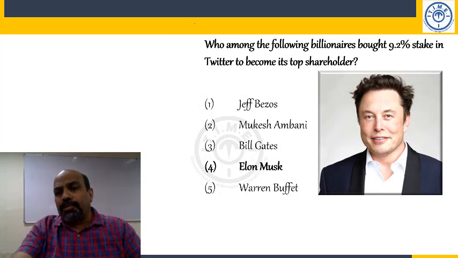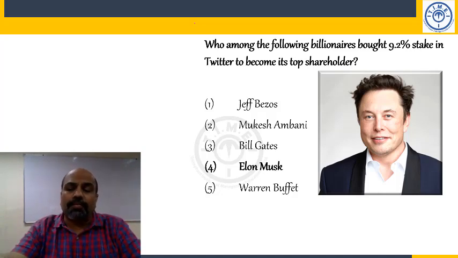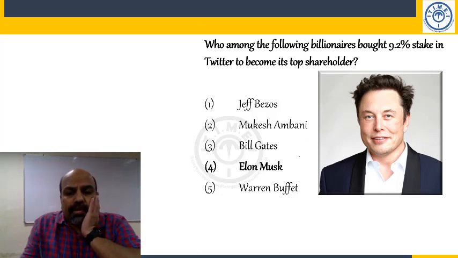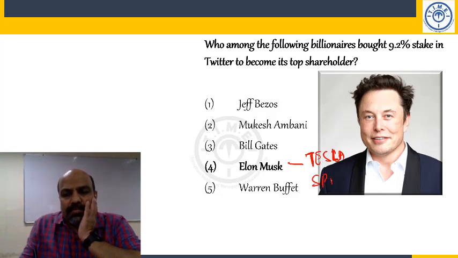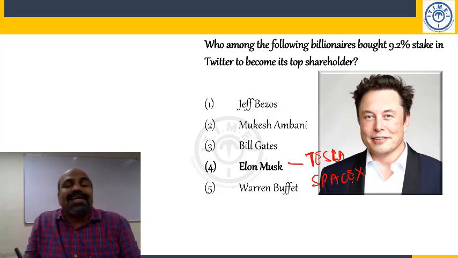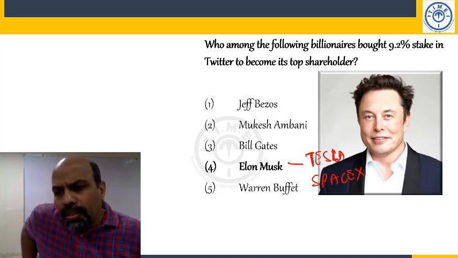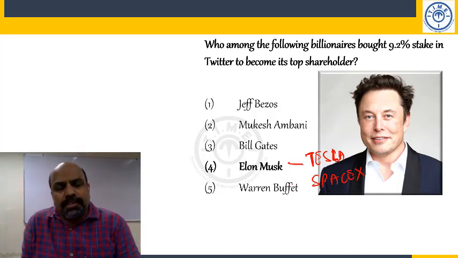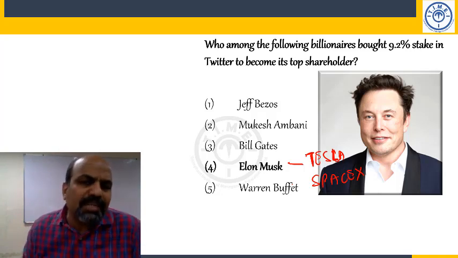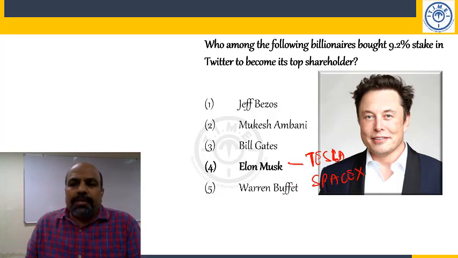So, which of the following billionaires bought a 9.2% stake in Twitter to become a shareholder, one of its top shareholders? Elon Musk. Elon Musk, my friends, is the CEO of Tesla. He's the richest person in the world today. He's the CEO of Tesla, and SpaceX is Space Exploration Corporation Limited. Okay, that's Elon Musk, and this guy holds a double BA, one in economics, the other in physics. He is from South Africa, but he's an American citizen now. He's ranked the richest person in the world, with a wealth of $273 billion.